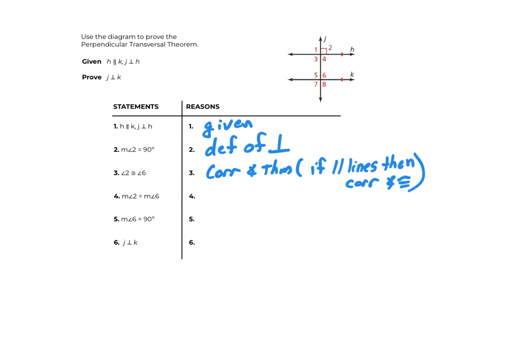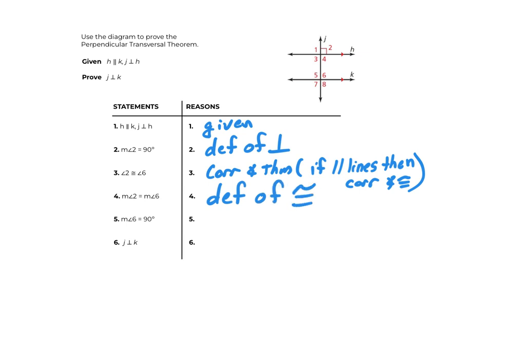Okay, angle 2 is equal to angle 6. Now, notice this. Here, they said they were congruent. Here, they're saying they're equal. We haven't talked about this one for a little while. We talked about this towards the end of chapter 2, so I'm going to go ahead and give you this one. This is the definition of congruency.